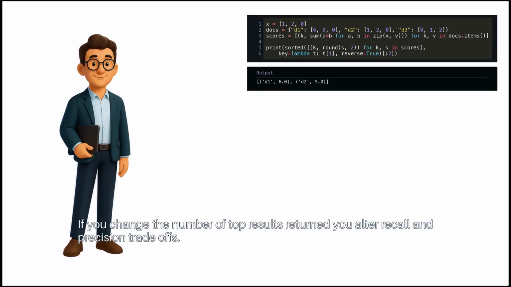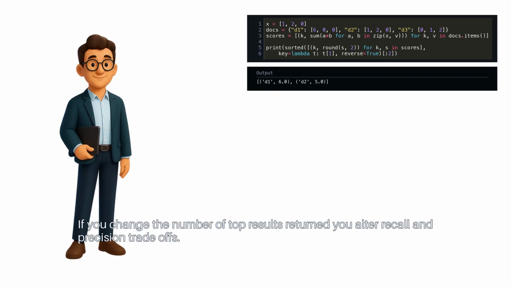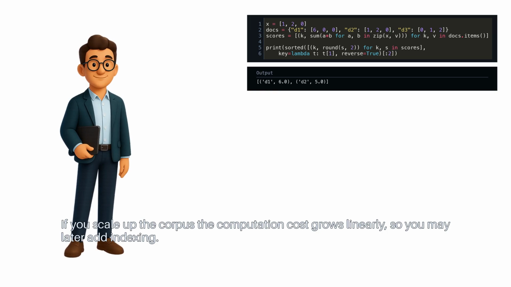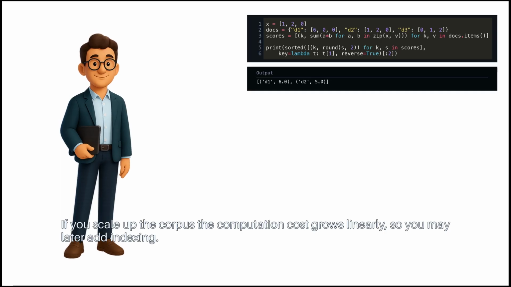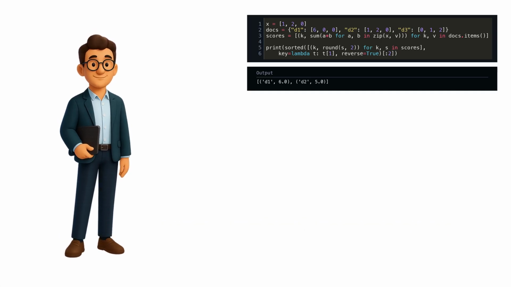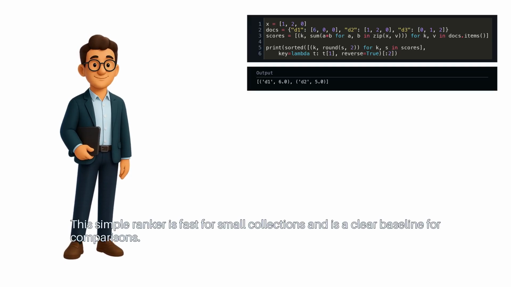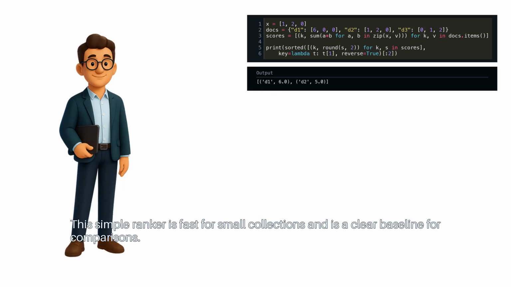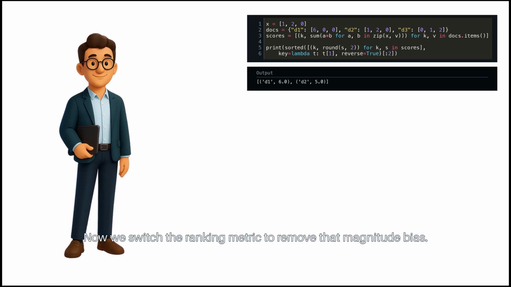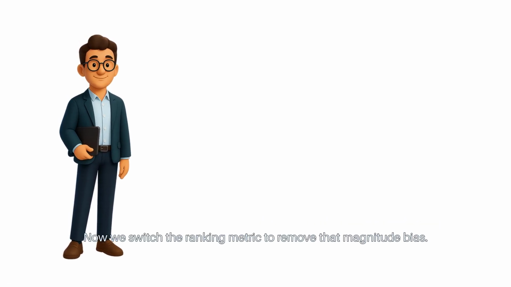If you change the number of top results returned, you alter recall and precision trade-offs. If you scale up the corpus, the computation cost grows linearly, so you may later add indexing. This simple ranker is fast for small collections and is a clear baseline for comparisons. Now we switch the ranking metric to remove that magnitude bias.